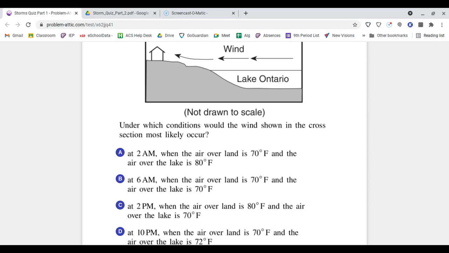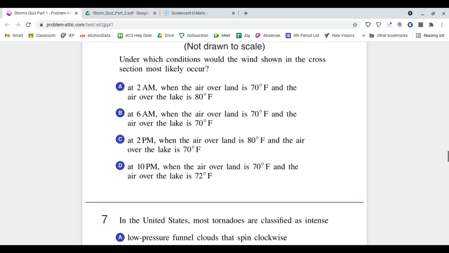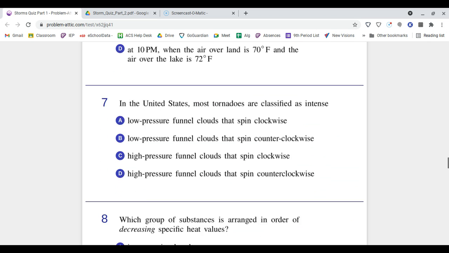Would it occur at 2 a.m. when the air over the land is 70 degrees and the air over the lake is 80? Would it occur at 6 a.m. when the air over the land is 70 and the air over the lake is 70? Would it occur at 2 p.m. in the afternoon when the air over the land is 80 and the air over the lake is 70? Or would it occur at 10 p.m. when the air over the land is 70 and the air over the lake is 72? Make your best judgment.